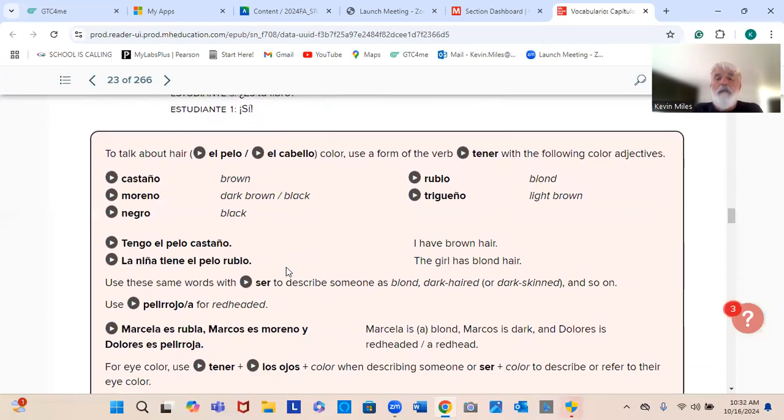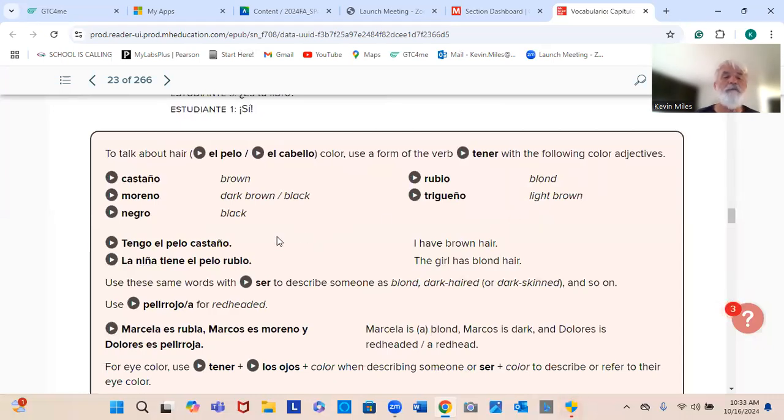Okay. Now, they want us to be able to describe ourselves or someone, our physical characteristics, like talk about hair. And one way of talking about your hair is you can say, in Spanish, they might say, I have the hair brown, or I have the hair blonde. So you can use tener with it. That's what they want you to see. So to talk about hair, which is pelo, and color, use the verb tener and one of the color adjectives. So you can look through this. And so castaño, brown, moreno, dark brown, negro, black, rubio, blonde, light brown, trigueño.